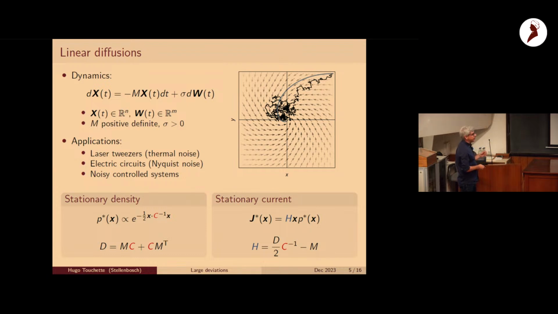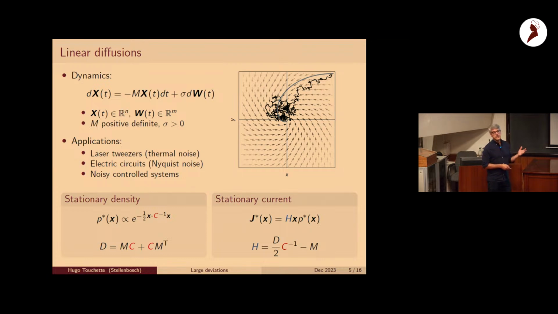And moreover, you have associated with this in certain cases a stationary current, which is non-zero, which will have this form. So it's linear in the state, and it's weighted by the stationary distribution. And then it's characterized by this H matrix, which is given explicitly like this.